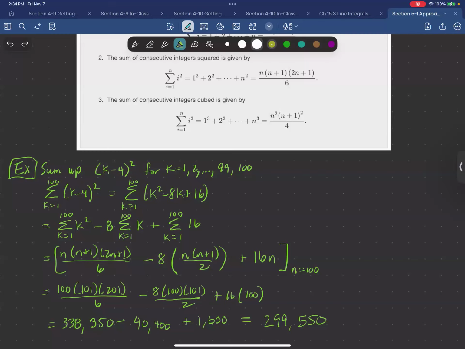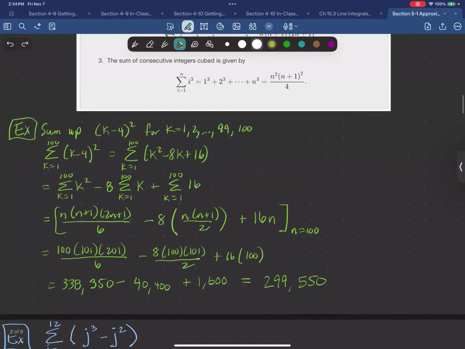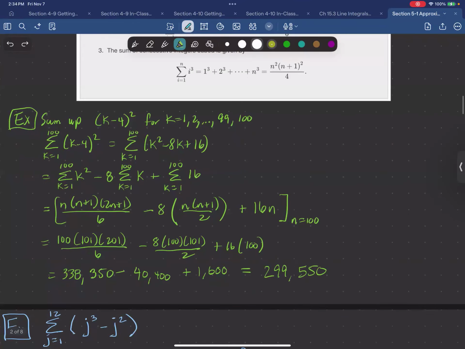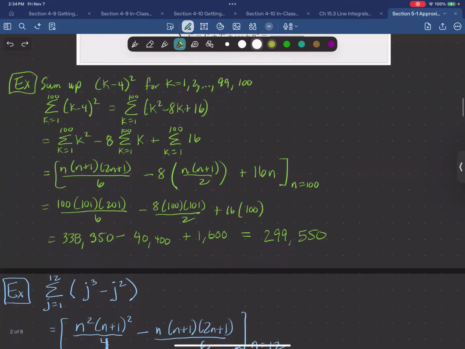Okay? Pretty complicated, but we can do it. Why don't you guys take a look at doing j equals 1 to 12 of j cubed minus j squared. Pause the video, take a look at it, see what you come up with. All right, I will assume you did.